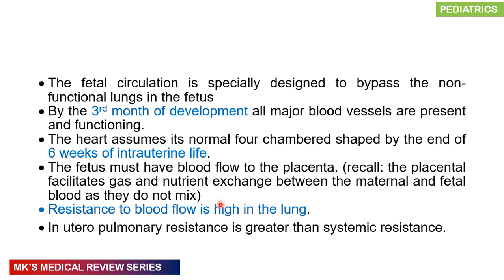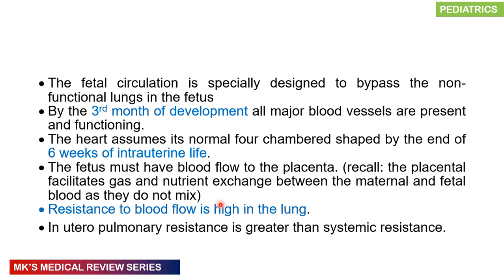Now remember that the fetal circulation is specifically designed to bypass the non-functional lungs in the fetus. By roughly the 3rd month of development, all the major blood vessels are present and functional. And remember the heart starts off as a single chamber, then eventually it will divide into 4 chambers. That happens at roughly 6 weeks of intrauterine life.